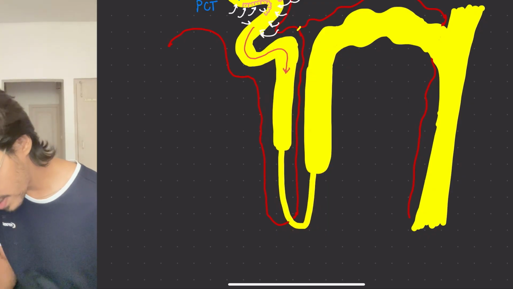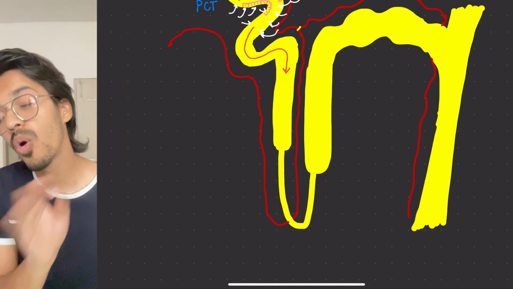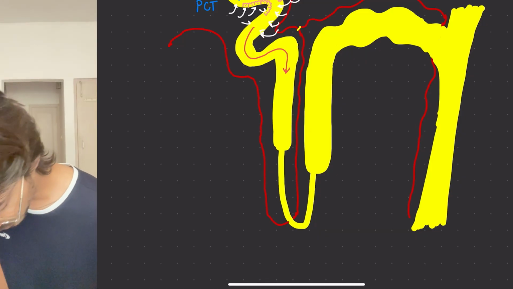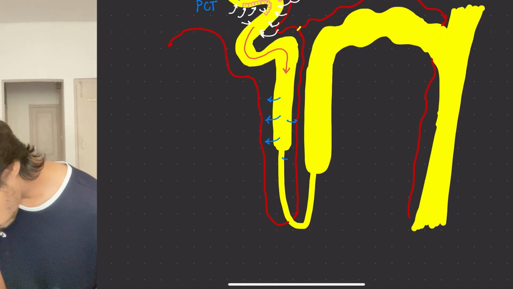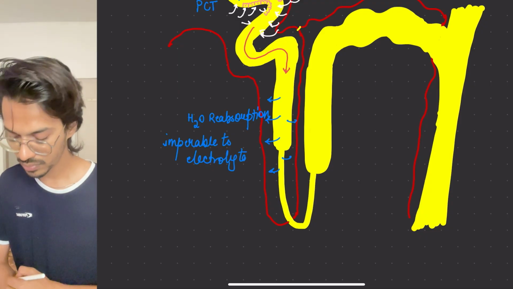Now this descending portion of the loop of Henle is only permeable to water. So water reabsorption will occur. So here what will happen? That water reabsorption will occur over here. The rest is impermeable to all the electrolytes. Impermeable to electrolytes means nothing else will be reabsorbed.